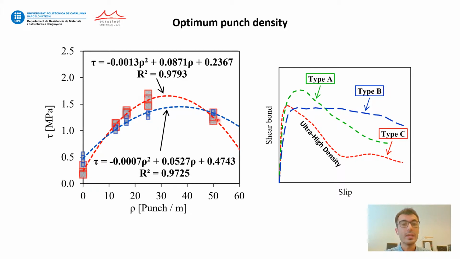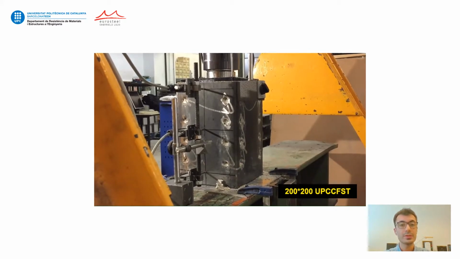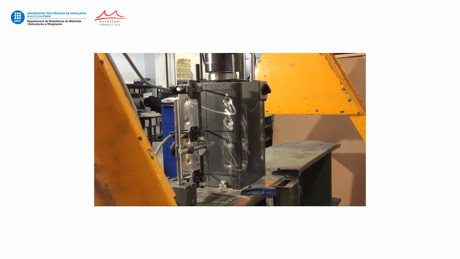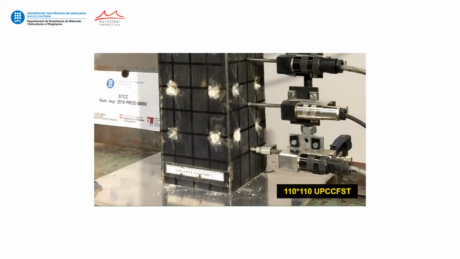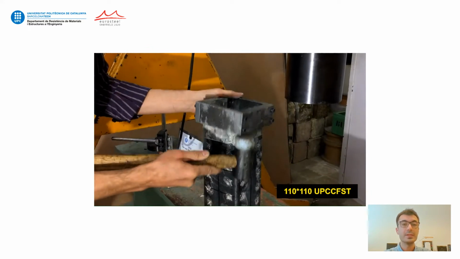If the density is too high, the interference between punches reduces the shear bond resistance. In this case, the bond slip curve becomes brittle, and as can be seen, ultra-high density specimens include a sharp transition from the initial line to the descending branch. The failure mode in all UPC CFST specimens is concrete crushing in the front of the punches, as can be observed in this video. The local buckling appeared only in the specimens with the small cross-section and in the space between punches.